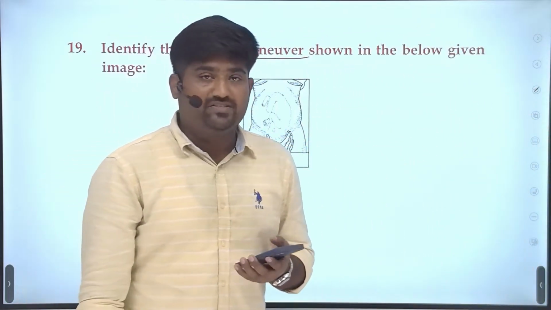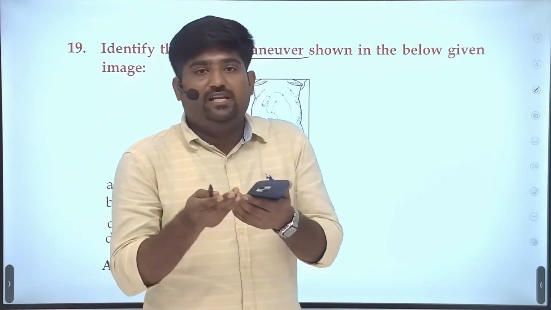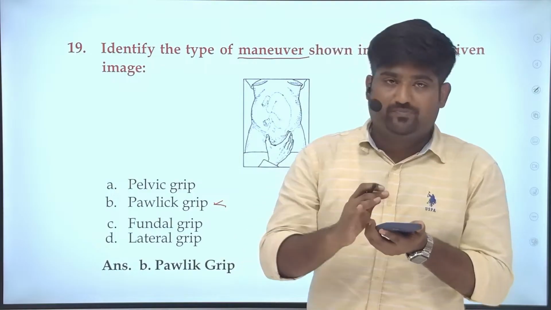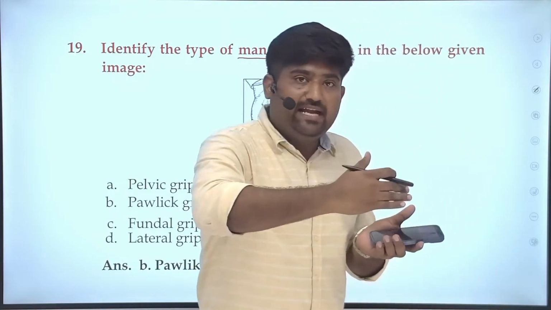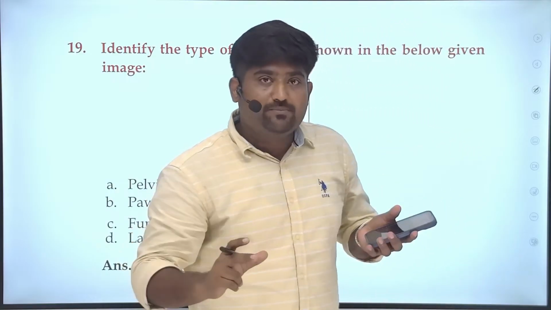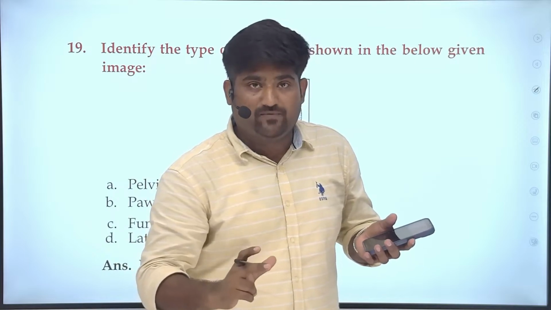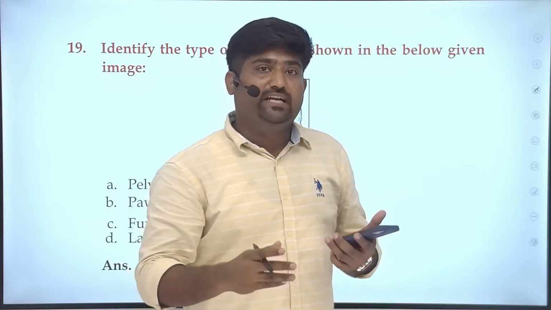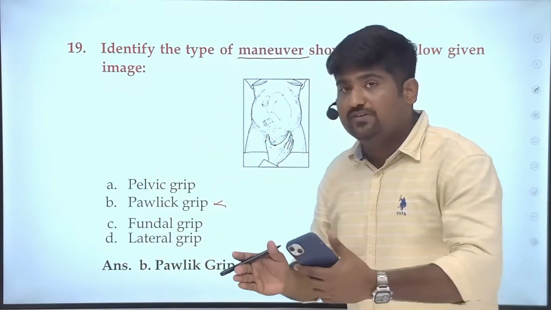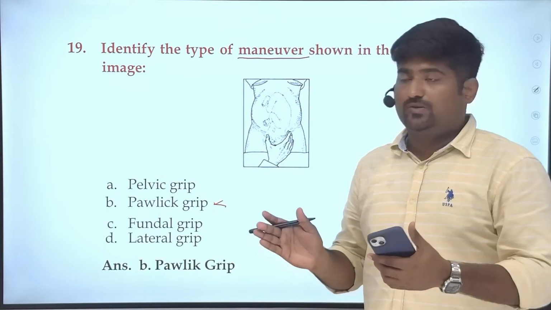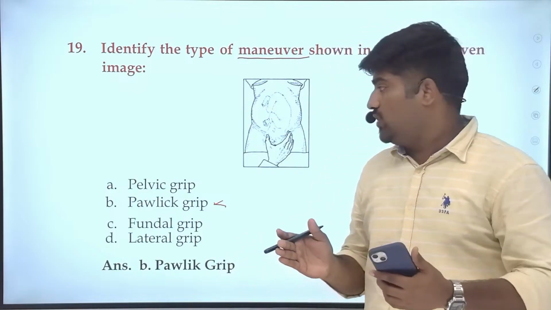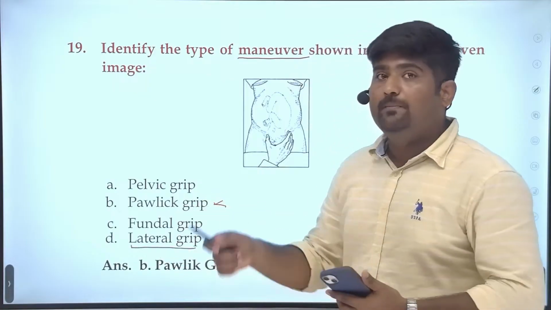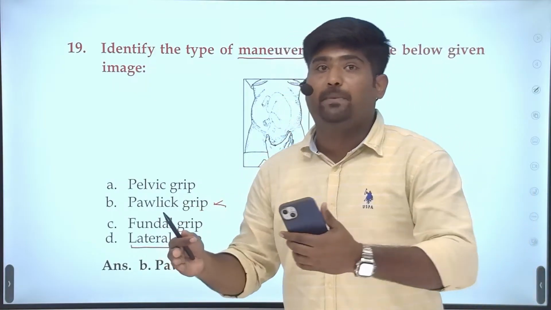First, fundal palpation, then lateral palpation. Then I am checking the ballottement, that is pelvic grip. First Leopold's maneuver, second and third. Then fourth is whether it is convergent or divergent, whether the fetal head is engaged or not. That we are going to see in this. That is lateral grip, fundal grip. Last one, that is pelvic grip.